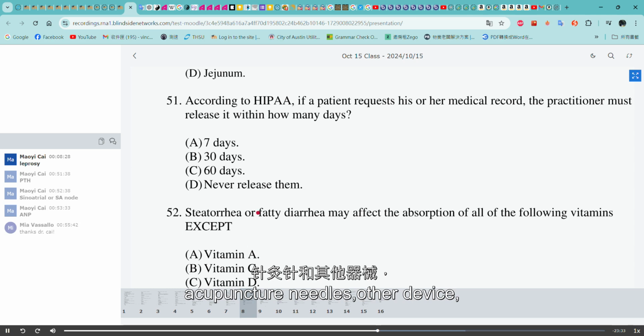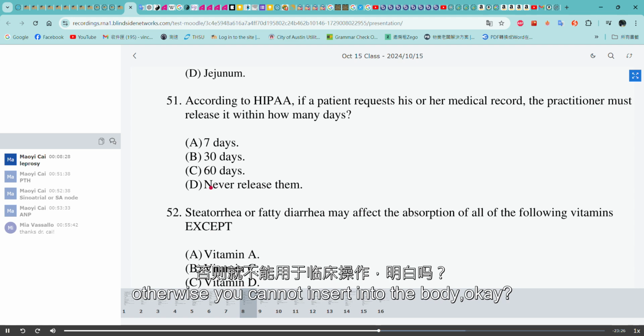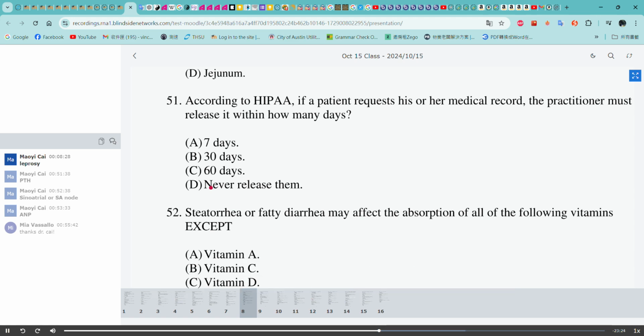53. Acupuncture needles, other devices that penetrate the body, must be what? Must be sterilized. It has to be sterilized. Otherwise, you cannot insert into the body, okay? So C.